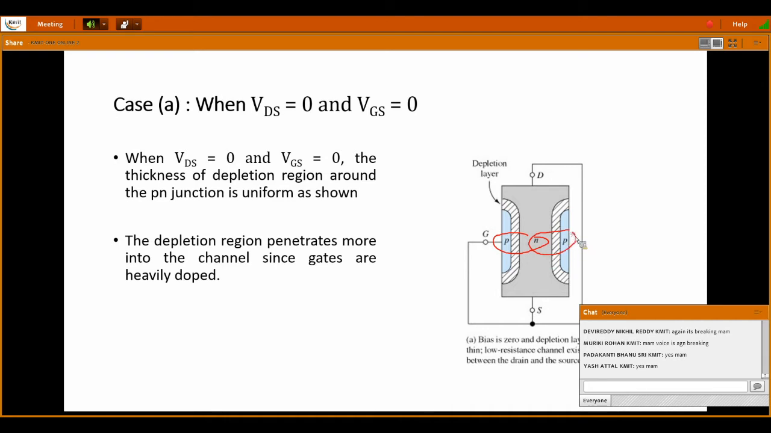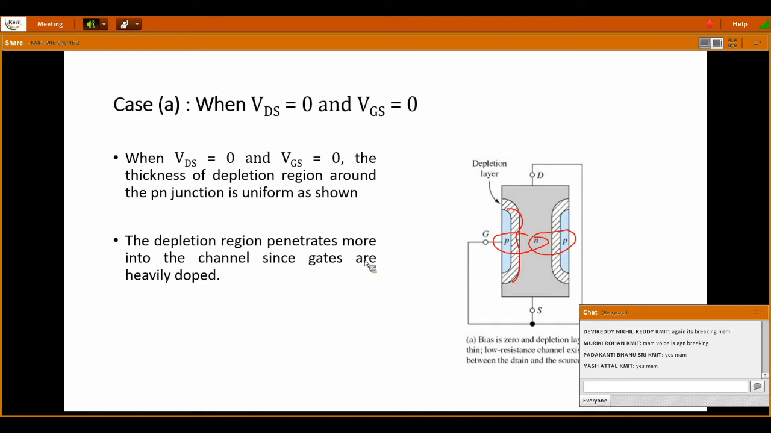So when a PN junction is formed, two semiconductor P and N materials are combined together, and a depletion layer is formed. You can see on the screen, this shaded region is nothing but the depletion region. Now, the depletion layer is uniform here because there is no supply, no VGS and no VDS. No supplies are there. It is as simple as an open circuited PN junction. Depletion layer is formed. That's all.